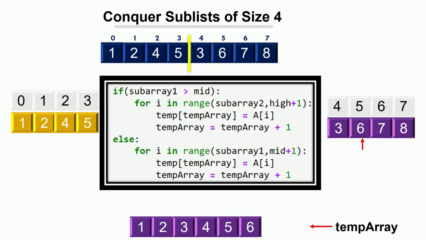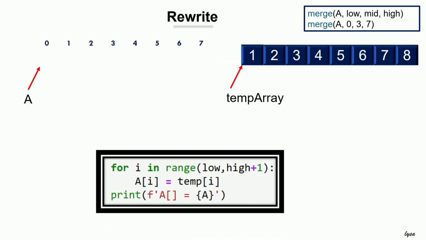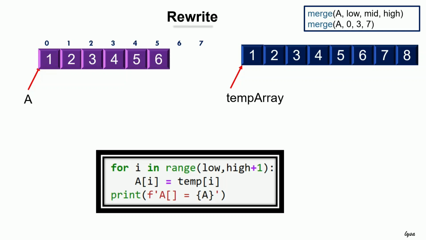So 6 is written onto the temporary array. This is shown in the for statement, for i in range of subarray 2, i plus 1. So 6 is written, 7 is written, and then 8 is also written into the temporary array. Finally, the temporary array is already sorted and the values have to be written into the main array. So the values 1, 2, 3, 4, 5, 6, 7, and 8 are written into the main array as shown in the code. To conclude, we have seen how the Python code can be written for the merge sort algorithm.